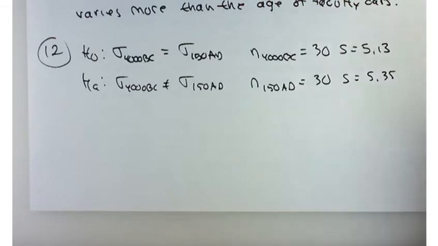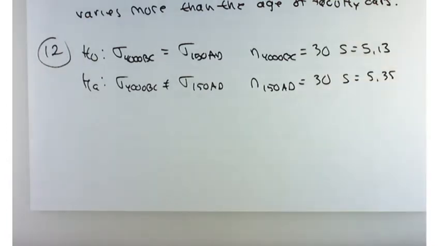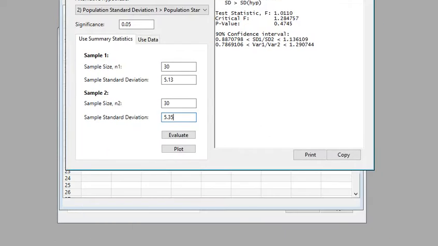I don't know. For myself, it doesn't look like there's much of a significant difference, but sometimes, you know, these differences do crop up. What we'll do then is we'll do a confidence interval afterwards, to make sure that our confidence interval matches our conclusion here. Let's go back to StatDisk, put in some numbers. Sample size of 30, standard deviation of 5.13. Second sample size again was 30, standard deviation of 5.35. There's one more thing I have to do before I hit the evaluate button.